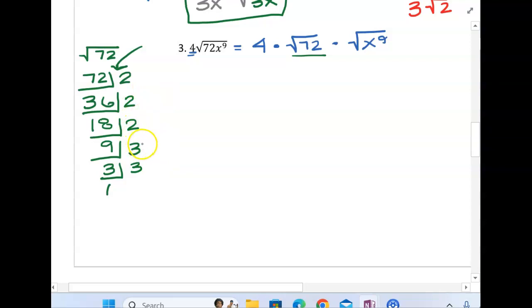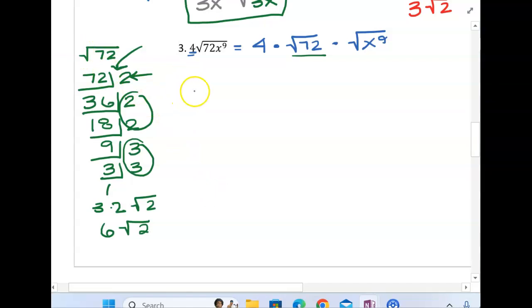So when I group it, I have a pair of 3's and a pair of 2's and a leftover 2. Remember, pairs come on the outside. So on the outside, it's 3 times 2, and I have a leftover 2, so that goes on the inside. So this is just 6 square root of 2.